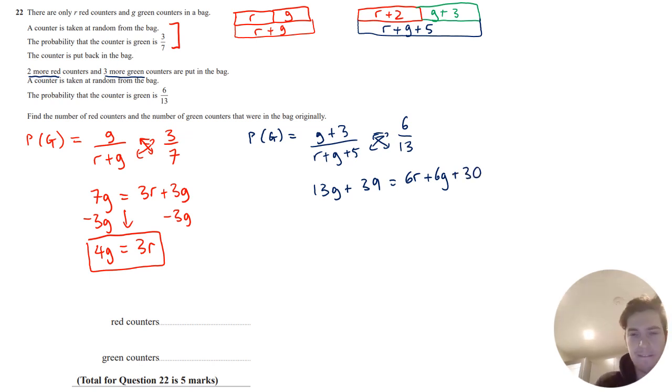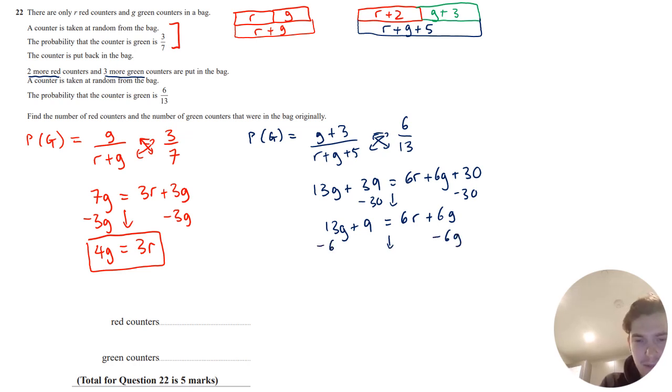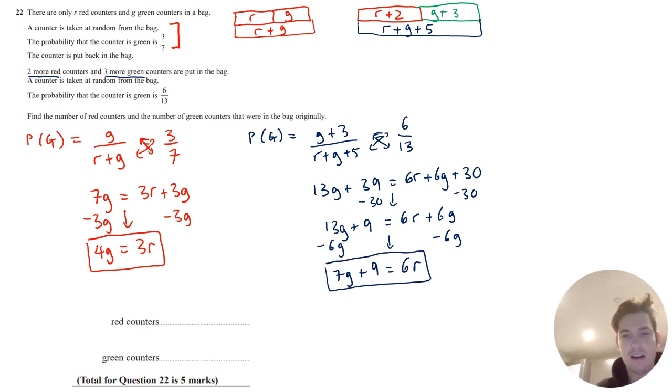Let's tidy this up a bit. Let's get rid of the 30, so I've got numbers only on one side. 13G plus 9 equals 6R plus 6G. And let's also get rid of this 6G here. So I've now got 7G plus 9 equals 6R. So what do I now have here? I've got simultaneous equations with 2 unknowns, G and R, and I can solve this.